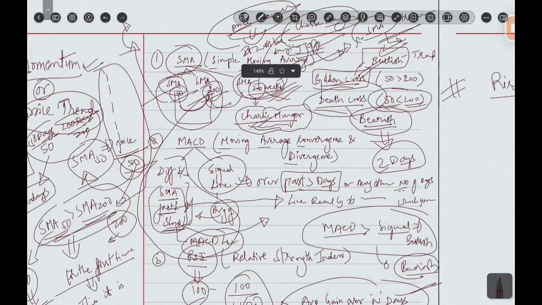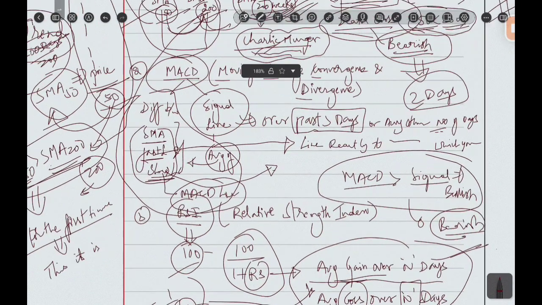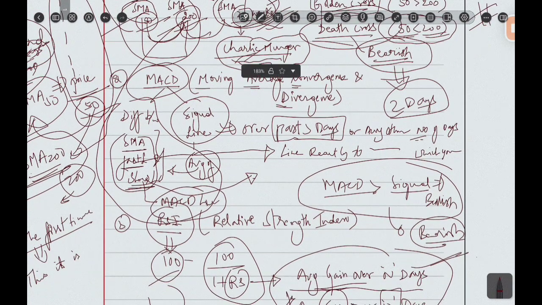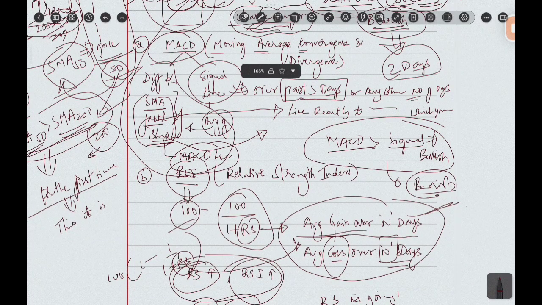Then I am going to talk about the second topic, that is MACD, moving average convergence and divergence. In this, there are two lines. One is the MACD line, another one is the signal line. The MACD line is calculated using a fast line and a slow line SMA. The fast line SMA is the line that reacts to the price quickly. The opposite is true for the slow line. We take the difference of those two lines and we calculate the MACD line.